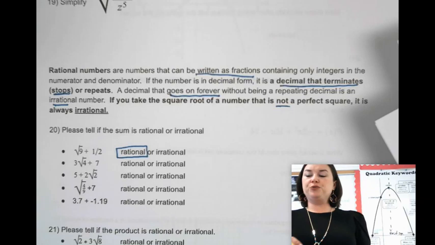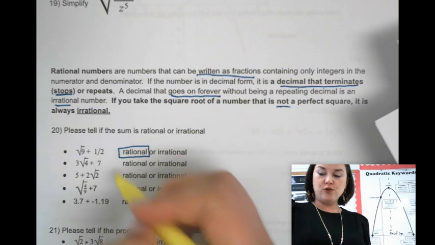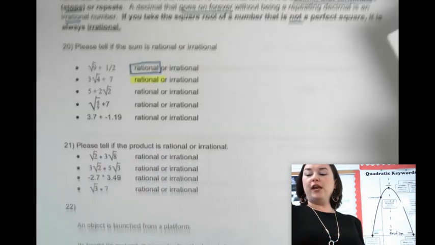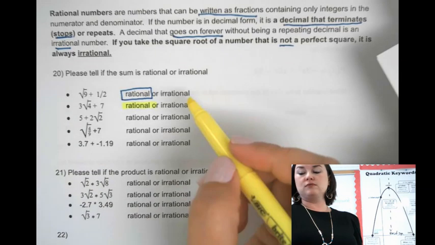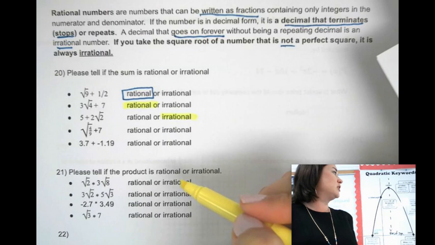The second one on number 20, rational or irrational? Rational, because the square root of 4 is a perfect square, right? Number 3 on number 20, rational or irrational? Irrational, because the square root of 2 is not a perfect square.